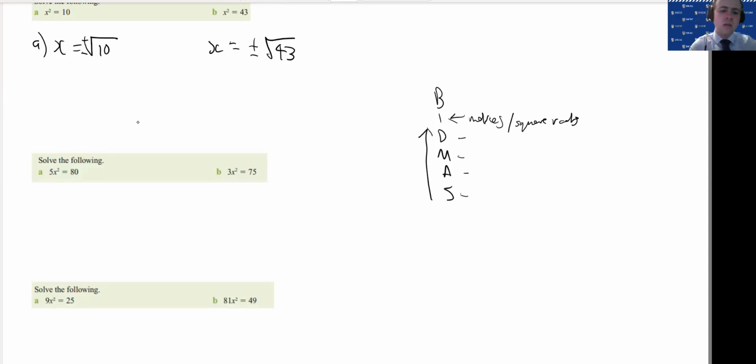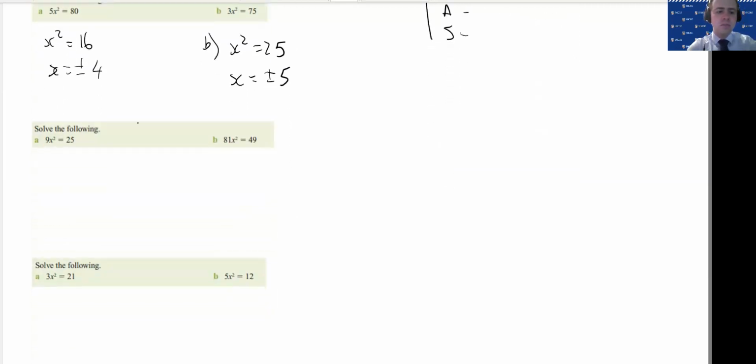So in this case here, we're going to divide by 5 first. Divide 80 by 5, we get 16. And then we can square root both sides. And at this stage, when you square root, the plus or minus comes in. We get plus or minus 4. For b, I divide both sides by 3 and I get 25. And then I square root and I get plus or minus 5 as my answer.